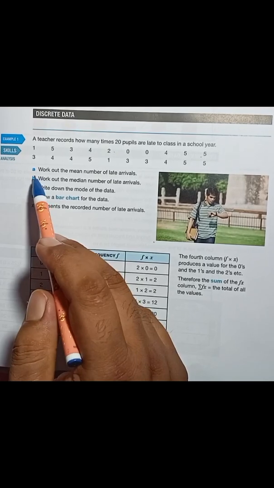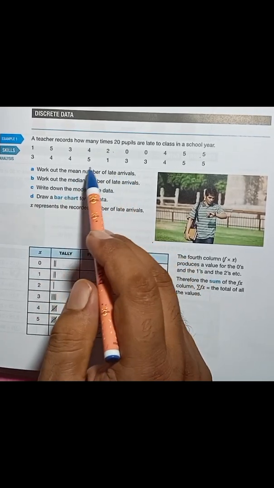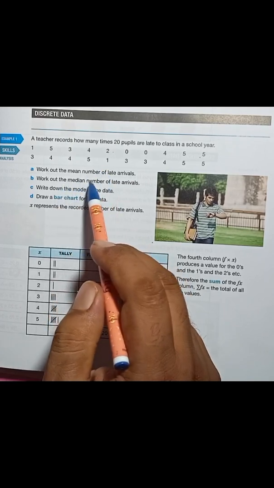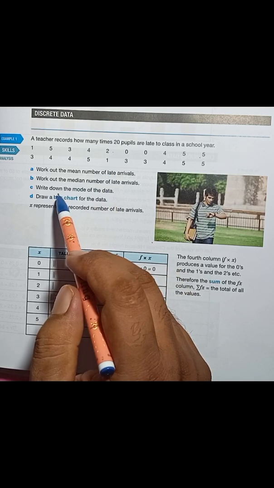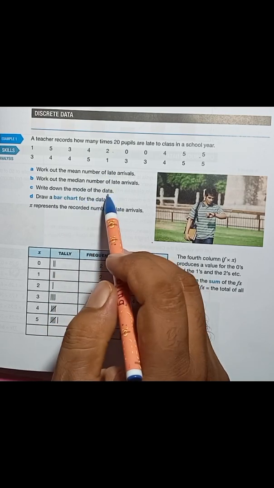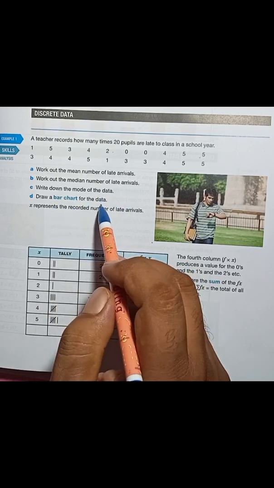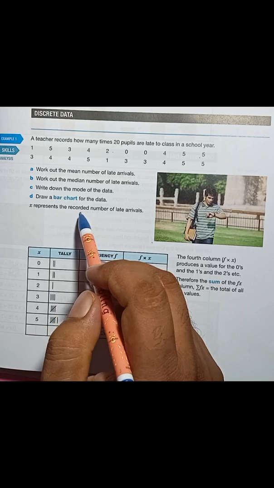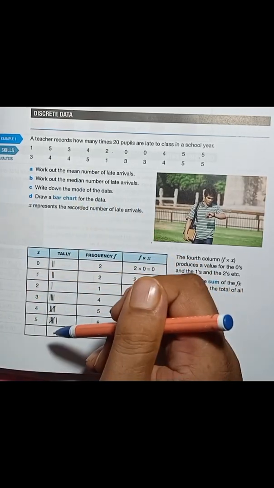So first, work out the mean number of late arrivals. First we have to find the mean. Second, work out the median number of late arrivals. Third, write down the mode of the data. Then we have to draw a bar chart for the data, where X represents the recorded number of late arrivals.